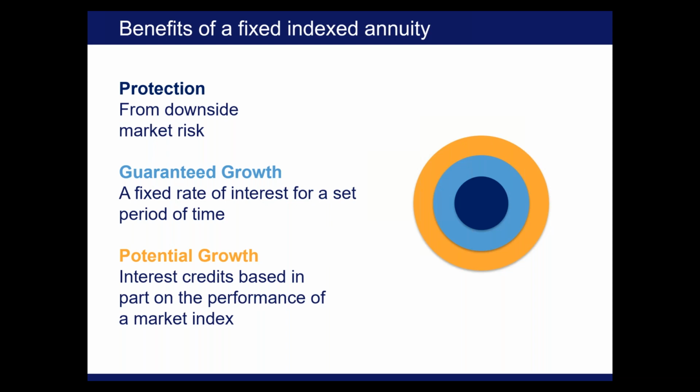With index crediting strategies, the possibility of a 0% return exists if the index doesn't perform, but there's no further exposure to loss, even if the index declines significantly. In addition, participation in the upward movement of an index over time provides the opportunity for interest credits that may be higher than those guaranteed by traditional fixed annuities.